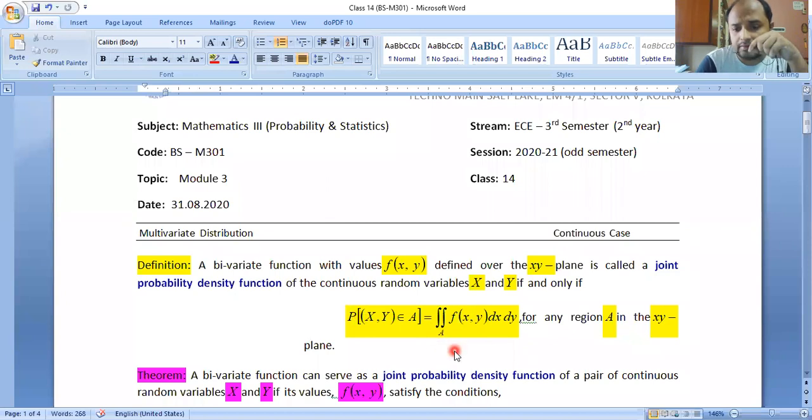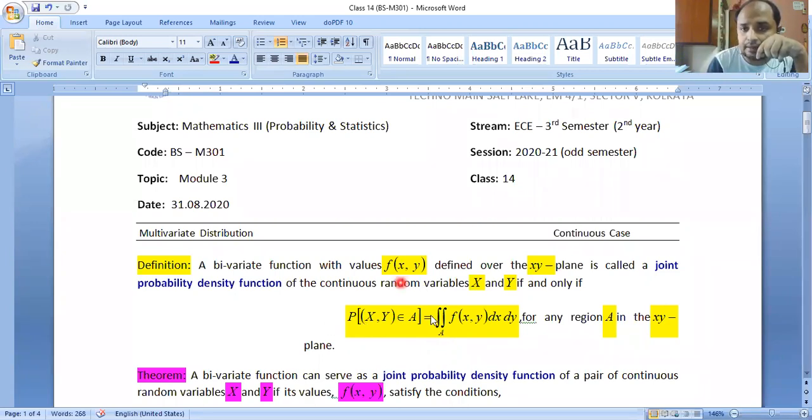So far as I can say, since you belong to the EC department, you have probably done double integration in your first year syllabus. So you know what double integration is. Okay, you know it. CSE and IT students do not know. Anyway, we shall be using problems corresponding to this notation.